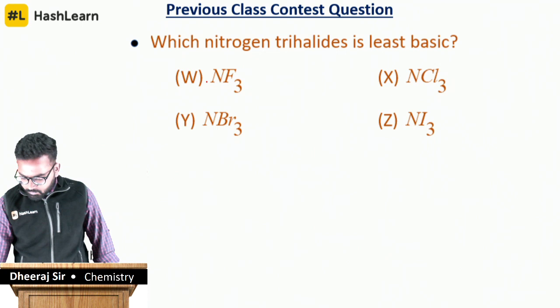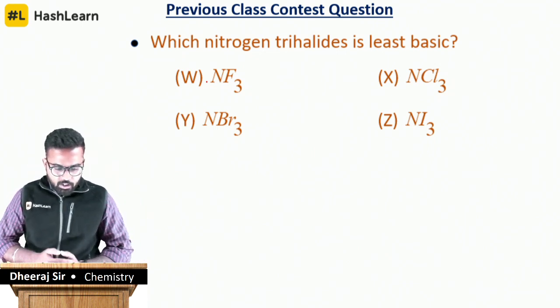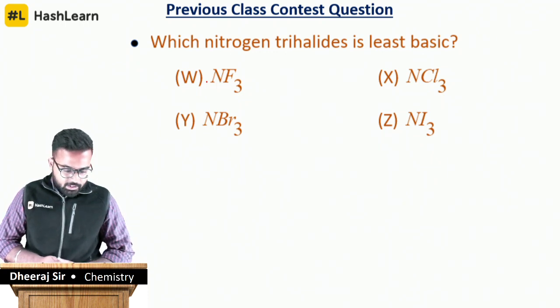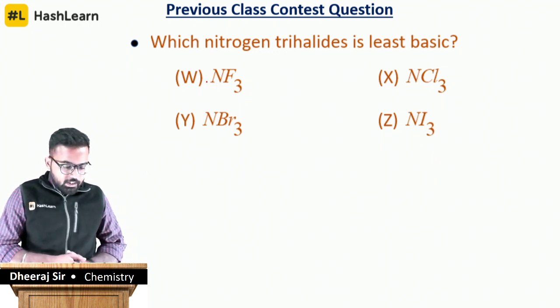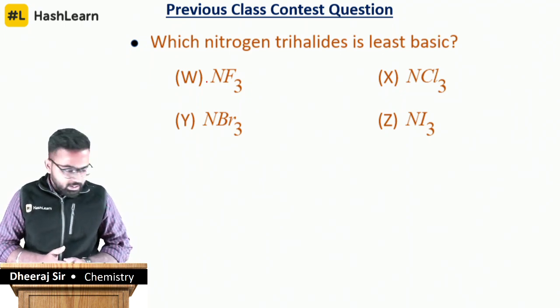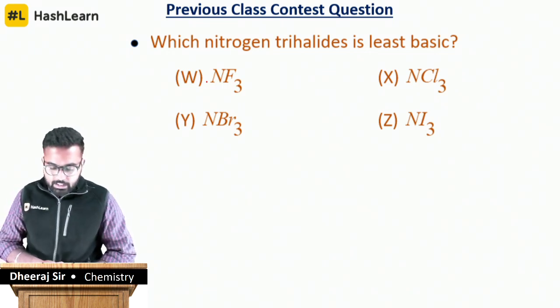Moving ahead, a little breathing time for you guys. Look at this question. So which nitrogen trihalide is least basic? So we had asked you which nitrogen trihalide is least basic. The options were NF3, NCl3, NBr3 and NI3. Pretty much like we had discussed, like we are discussing acidity. Now we were discussing about basicity in the last class.